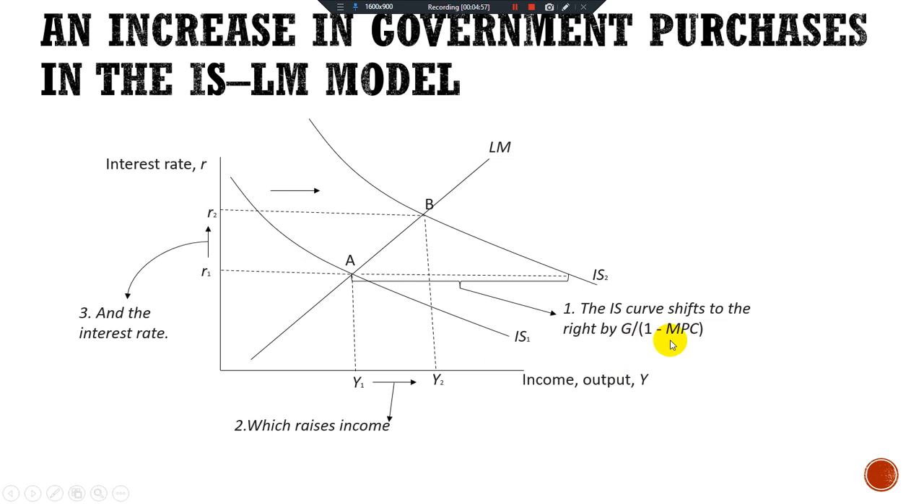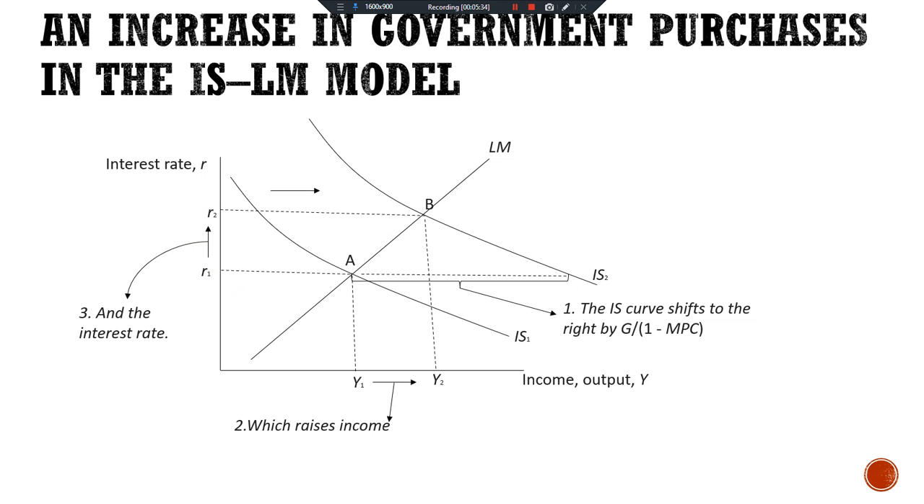So this figure shows that the IS curve shifts rightward by the amount delta G over 1 minus MPC. The equilibrium of the economy moves from point A to point B. The increase in government purchases raises both national income from Y1 to Y2 and the interest rate from R1 to R2. To understand fully what happens in the figure, it helps to keep in mind the building blocks of the IS and LM model from our previous video: the Keynesian cross and the theory of liquidity preference.